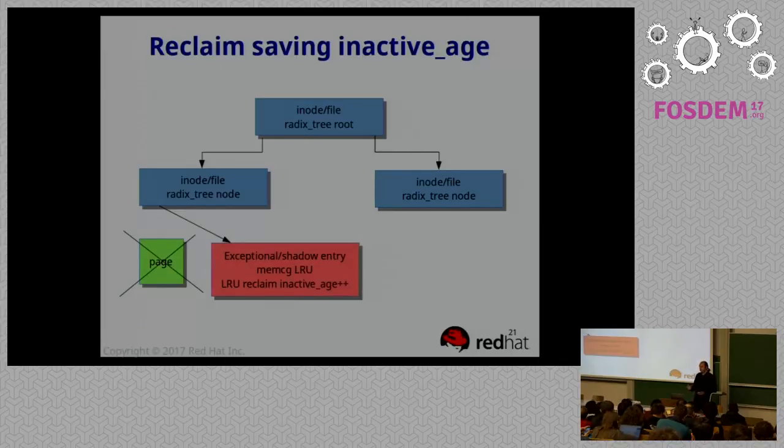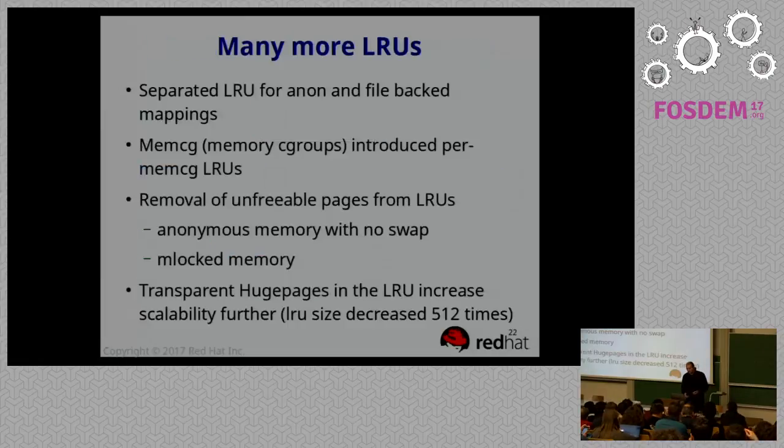If it's not in the cache because it was reclaimed, you will find an exceptional shadow entry with the inactive age of the time, plus you increase the inactive age. So effectively, this trick allows to optimally size the active and inactive lists. Like I said, this happened about 2 years ago, and it keeps going to be in development, by the way.